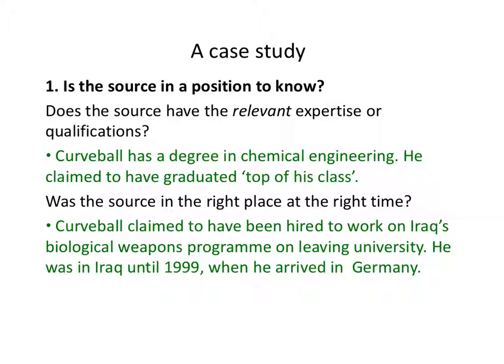You can ask, was the source in the right place at the right time? Well, Curveball claimed to have been hired to work on Iraq's biological weapons program after he left university, and he was known to have been in Iraq until 1999 at least, when he arrived in Germany wanting to defect. So far so good. Yes, it looks like he could have been in the right place at the right time, and he has some kind of relevant expertise or qualifications for making the claims that he was making.